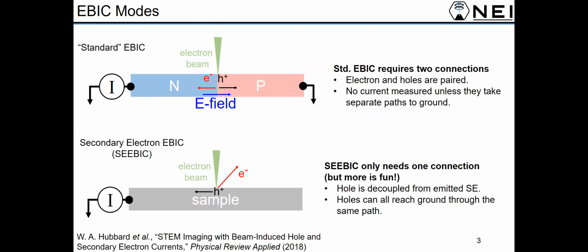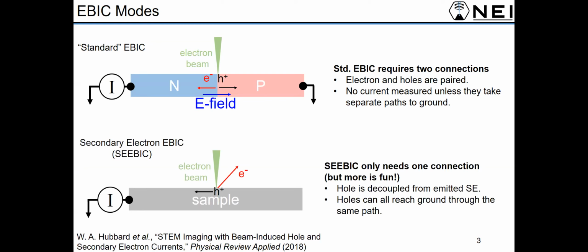SEEBIC, on the other hand, is possible with just one connection to ground, and that's because when the secondary electron that produces the hole leaves the sample, that hole is no longer in any danger of recombining with that electron. So any number of holes can reach ground through this single path and produce a positive current.